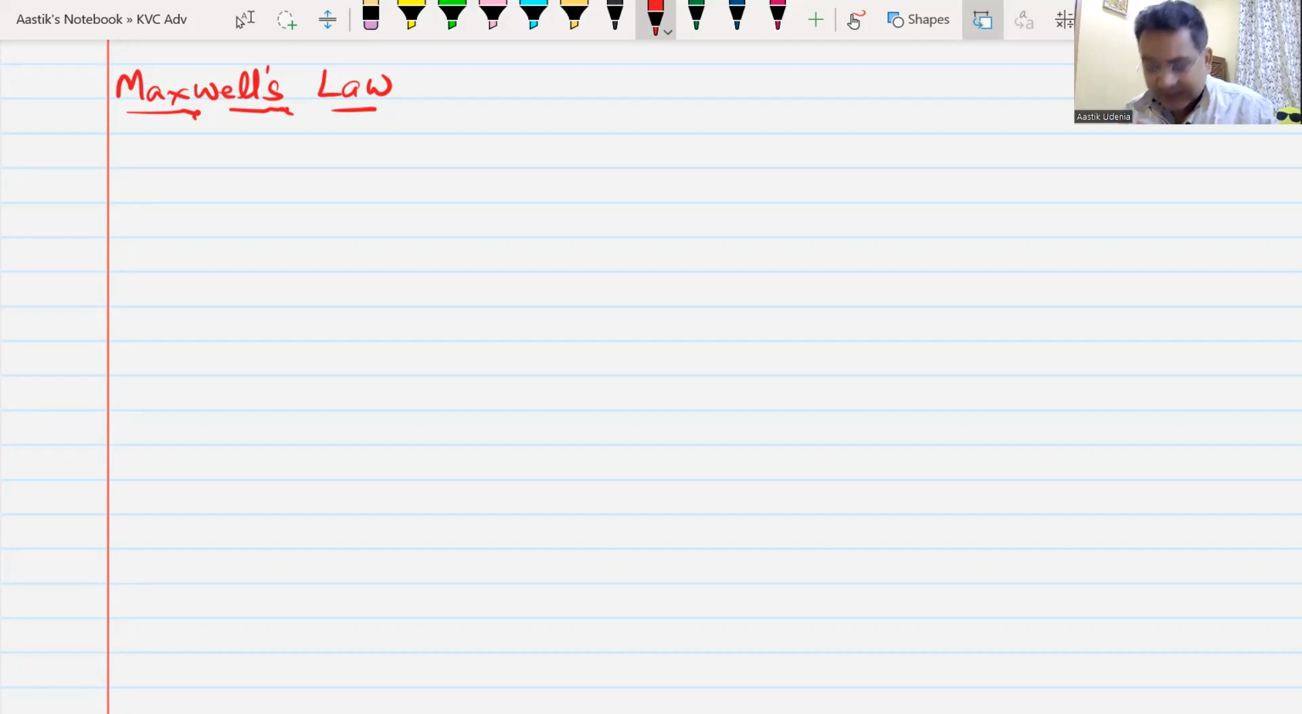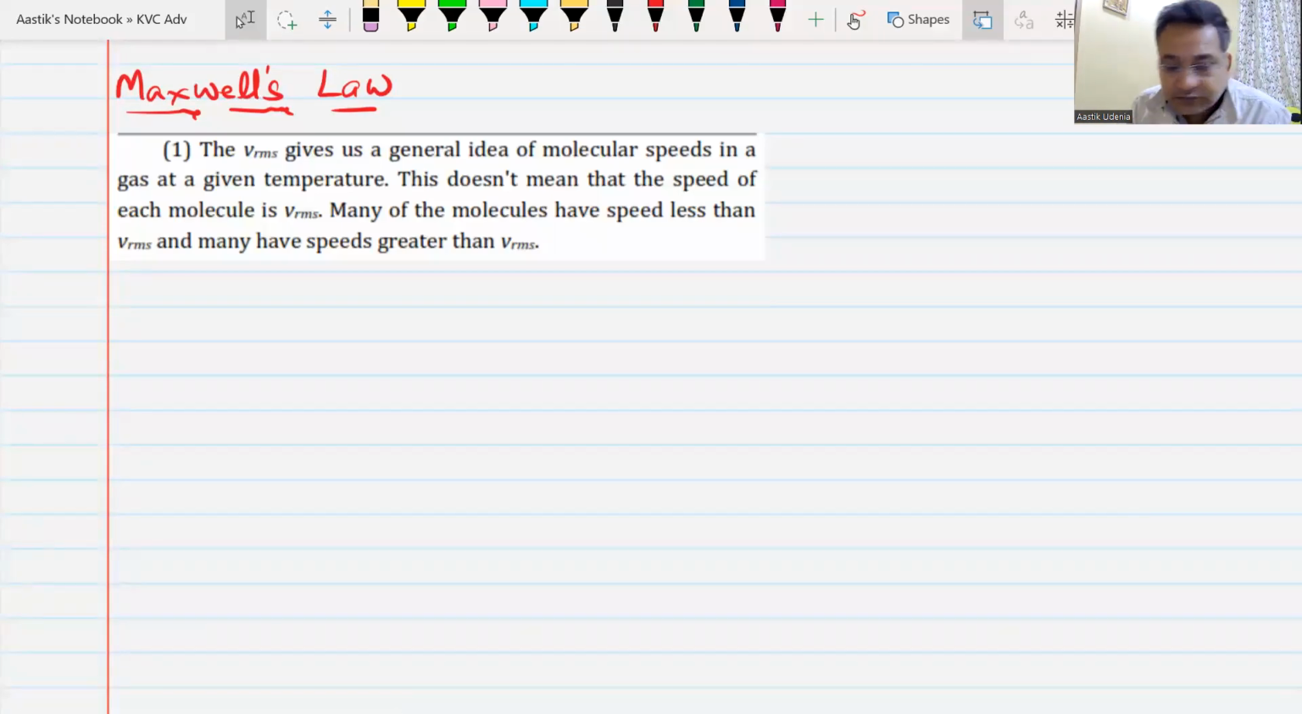When we talk about a gas, as I've already told you, the gas molecules are moving with different speeds. Some molecules are moving very slowly, some are moving very fast. V most probable is the speed with which the maximum number of molecules are moving. The RMS speed is just a mathematical calculation. It does not tell us the actual speed. Some particles may be moving with this speed, some greater than this speed, some less than this speed. Do we understand this?